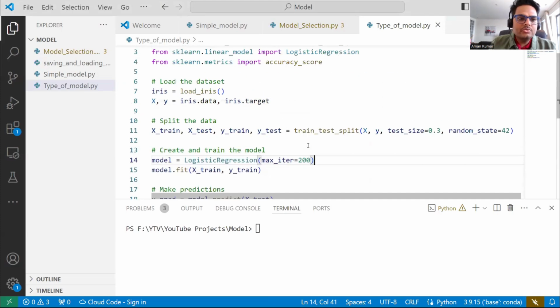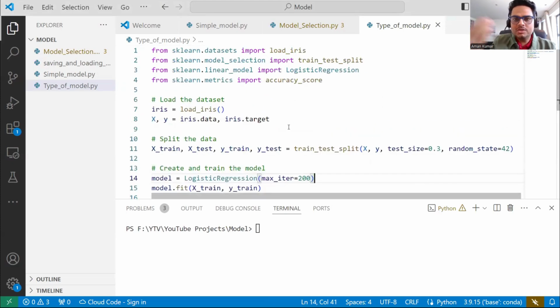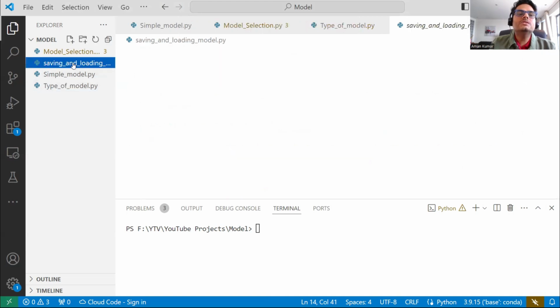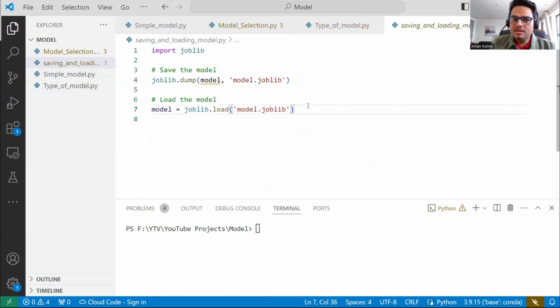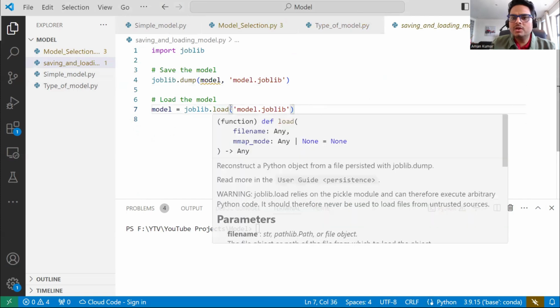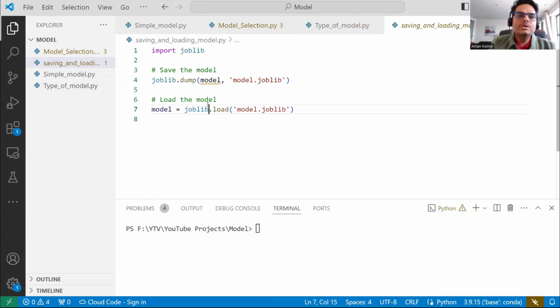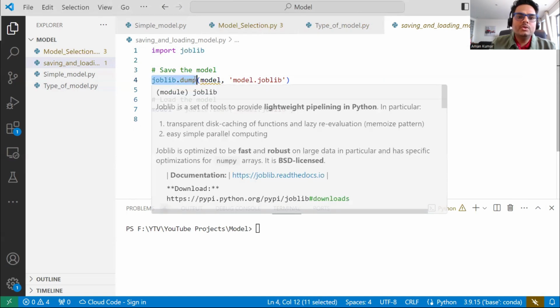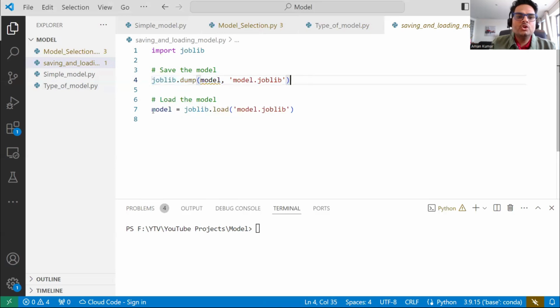So here we are trying to understand types of models. Depending on the situation, you will create different types of models. That is a model. Now saving and loading a model is an important thing here. Once we have built a model, we can dump that model on our hard disk just like any other file, and we can load it. There is a package called joblib. You can simply use joblib.dump to dump your model, and joblib.load to load your model back to make the prediction.